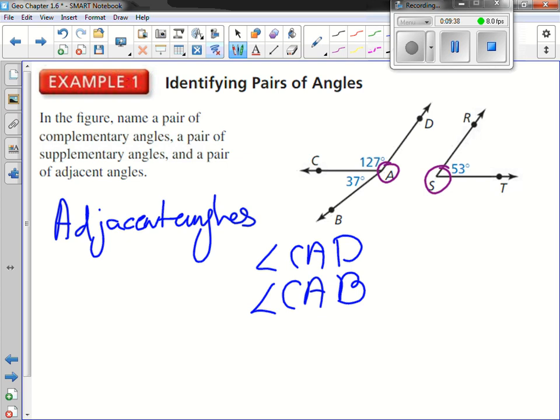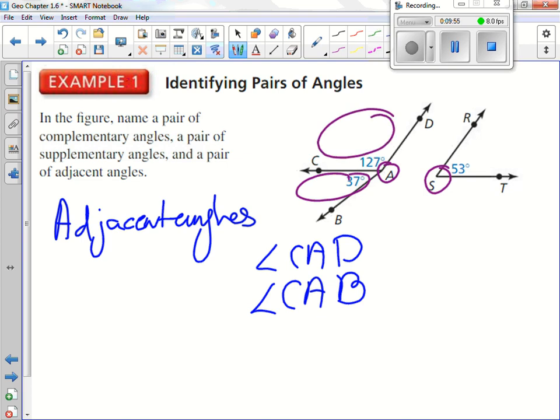So CAD and CAB share a common vertex at point A, a common side, a common ray, which is AC, but no common interior points. There's no points in here or here that they both have in common. So these two here would be considered adjacent angles. Questions on this here? You good with this here?